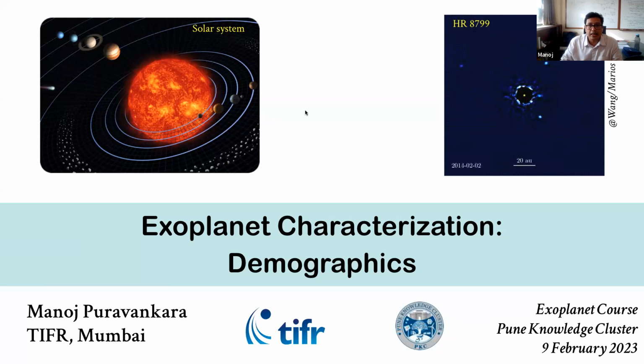As you know, until about 1995, this was probably the only planetary system that we knew of. This is an artist's conception of the solar system. But now we know more than 5,000 such systems for sure, and we believe most stars in our galaxy probably host a planetary system, perhaps more than one.